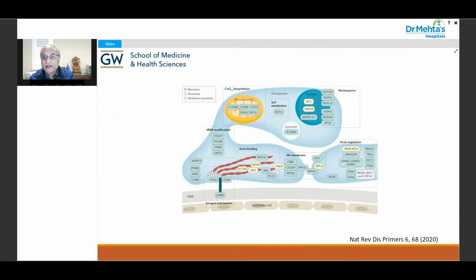This is a slide, again, to show you how complex the podocyte itself is, how many proteins, how many genes exist at every single level. This is just to give you an overview of what we deal with when we talk about podocytopathies. Any number of genes can get mutated. Any number of proteins can be misformed. So a lot to learn still on this end.